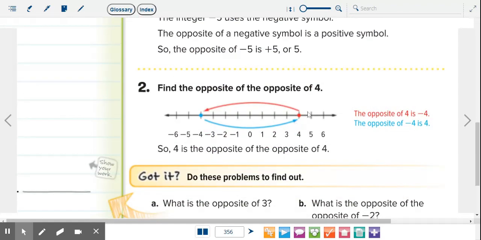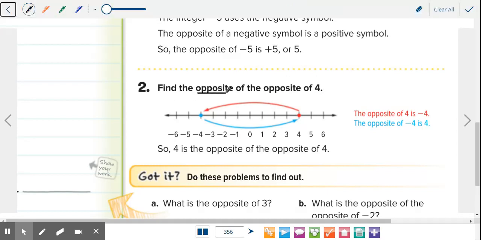Okay, so what would be the opposite of the opposite of 4? Now think about that. Find the opposite of the opposite of 4. So break this down. Opposite of 4. Okay, so the first one says find the opposite. So what's the opposite of 4? And then find the opposite of that. That's how those work. Okay, so you just got to read it very slowly.